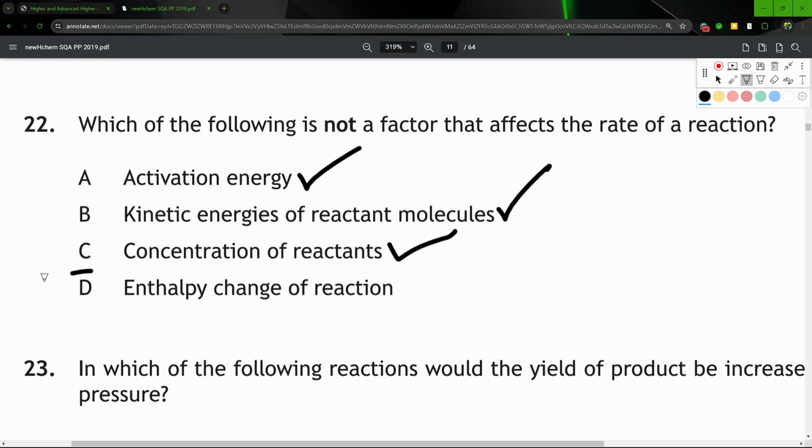So process of elimination, it has to be D. Enthalpy change of reaction, well, that makes sense, because enthalpy change just means whether the reaction is exothermic or endothermic and how much energy it produces, which no one cares about in terms of reaction rate. So it has to be D, because it's the only one that's not a factor.